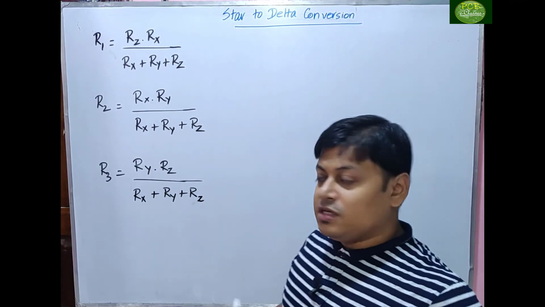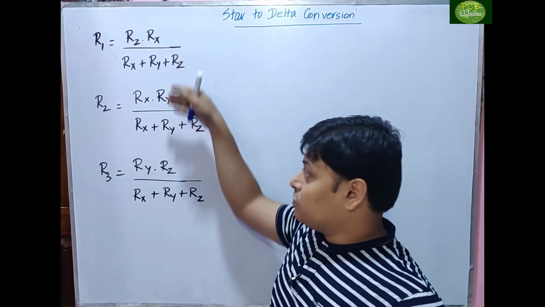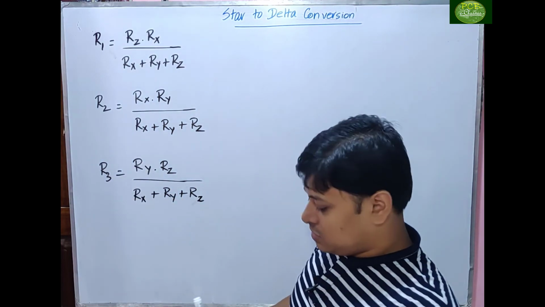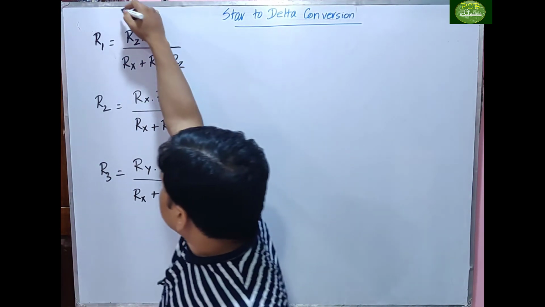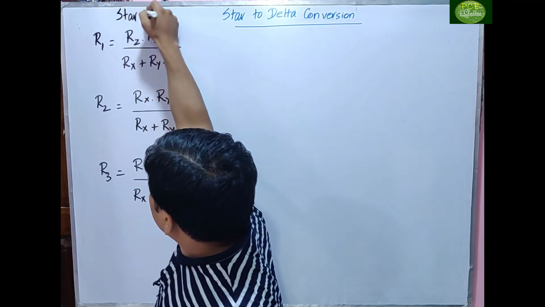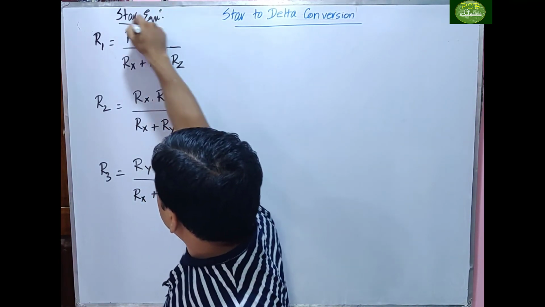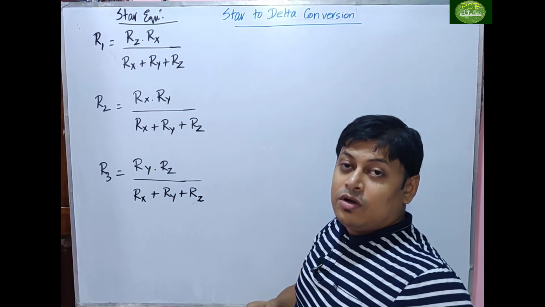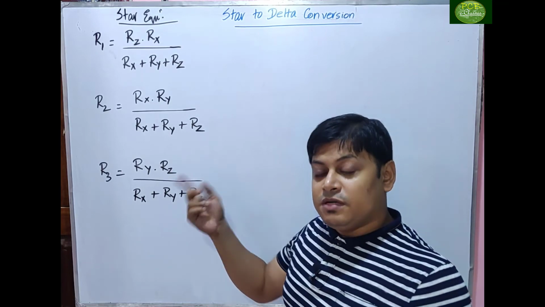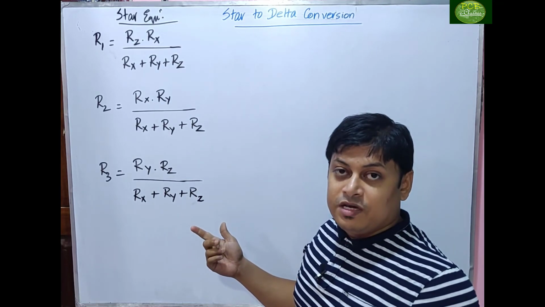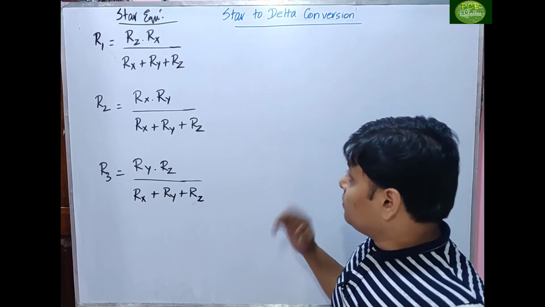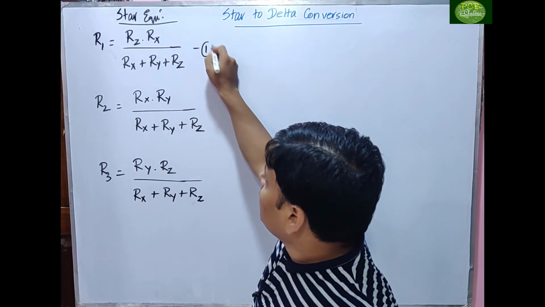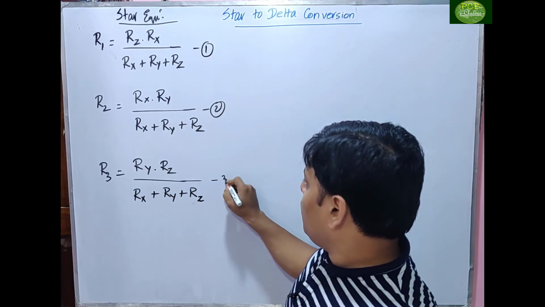Now in the previous session, we have got these values. The same thing I have written, R1, whose equation is this one? This is a star equation. Star connection equation in terms of delta. Now what I have to write down? Delta in terms of star, or in other way we can say star to delta conversion. So let us take these equations as equation number 1, 2 and 3.